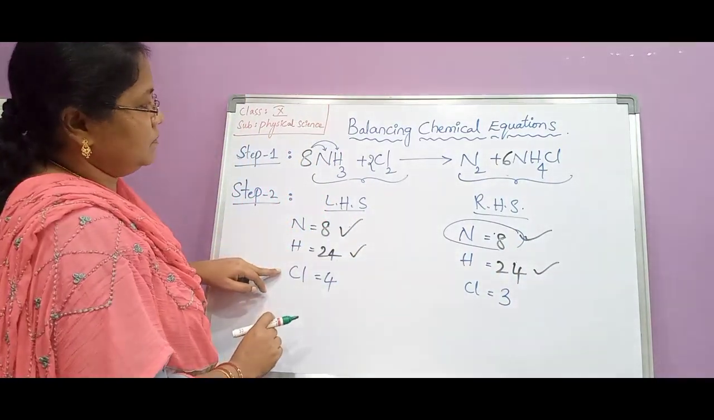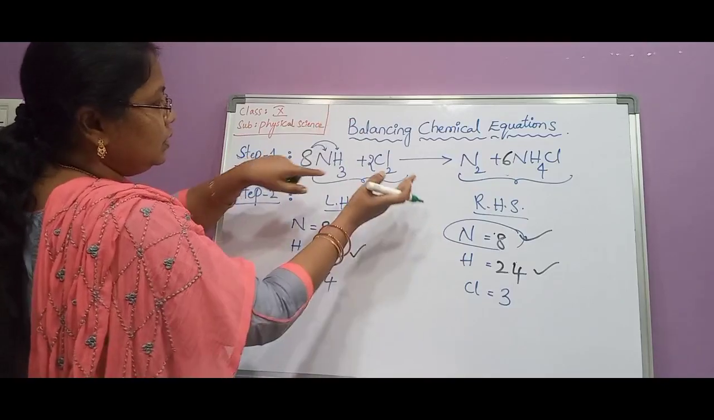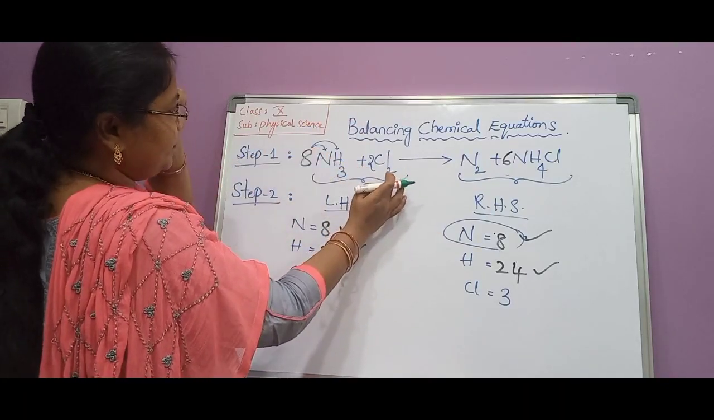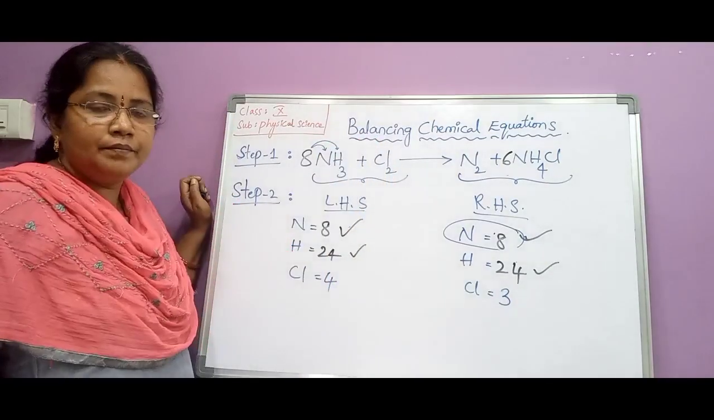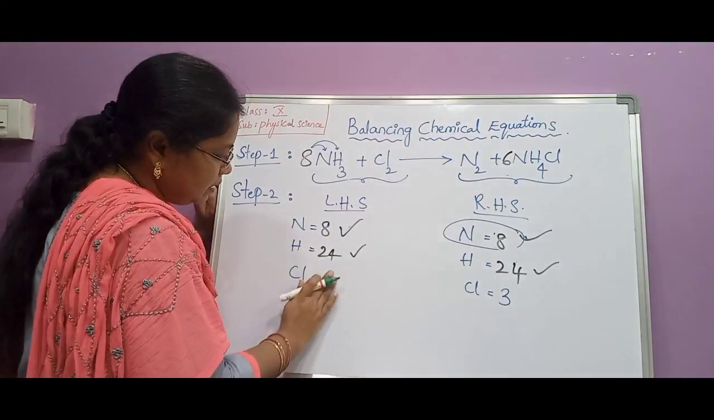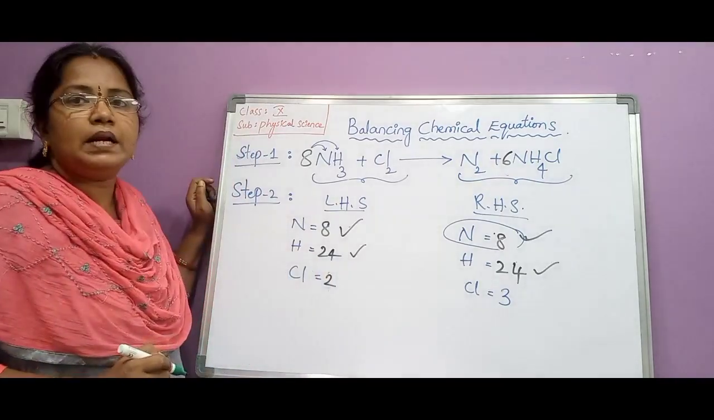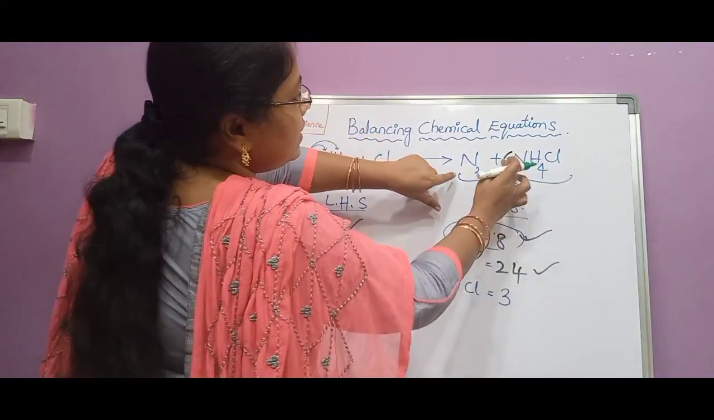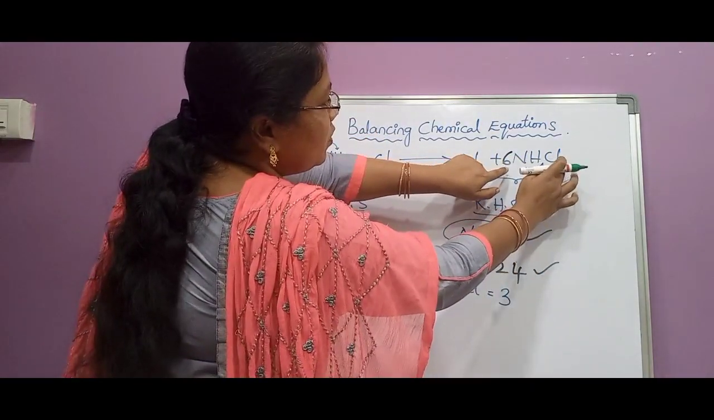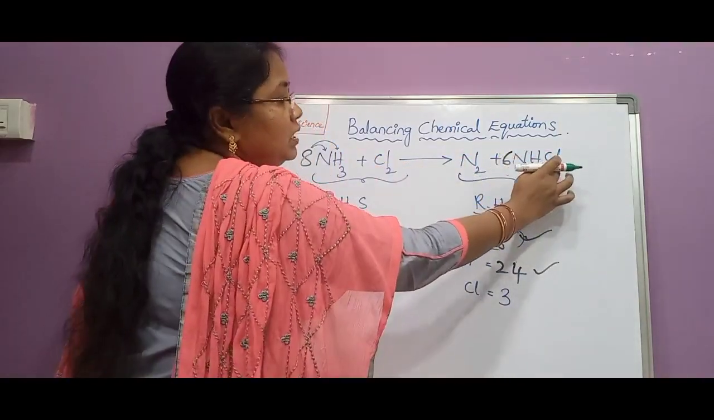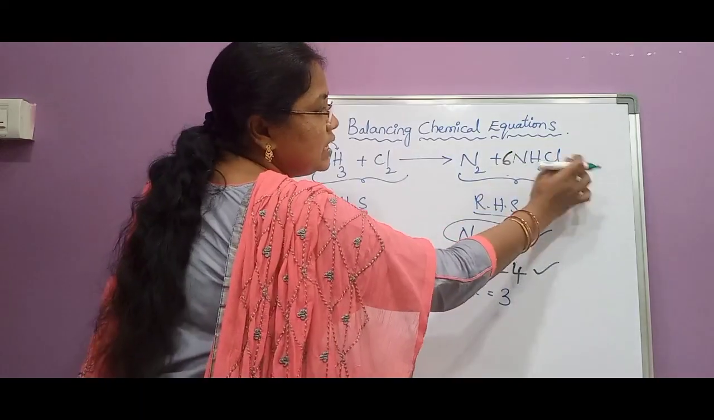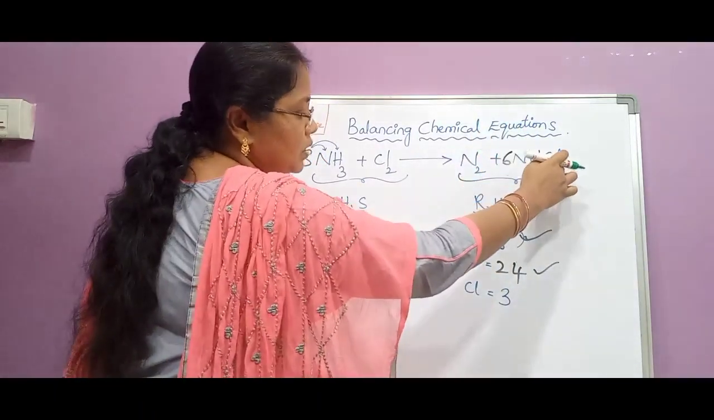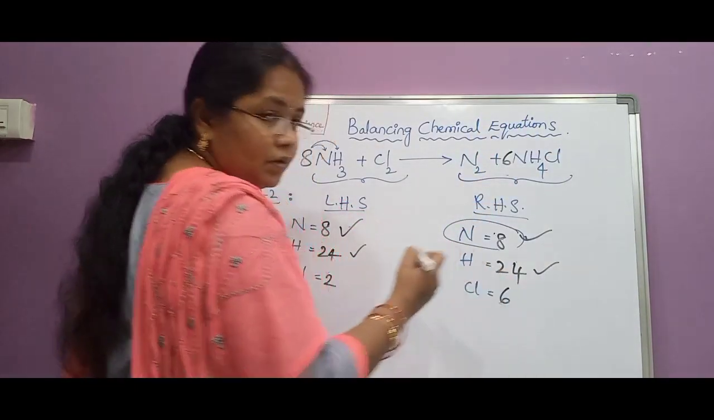Now we will go for chlorines. In this formula there is no chlorine. In this formula Cl2 is there. Just we'll remove this coefficient for 1 second. See how many chlorine atoms are there. Initially there are 2 chlorine atoms on the LHS, and on the RHS side, N2 has no chlorine. In this formula, NH4Cl, chlorine is appearing. How many chlorines are there? 6 NH4Cl means 6 chlorines. Here 6 chlorines are there.